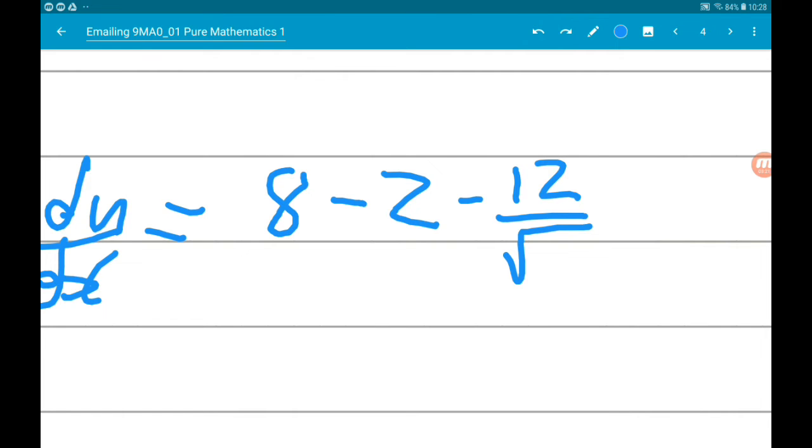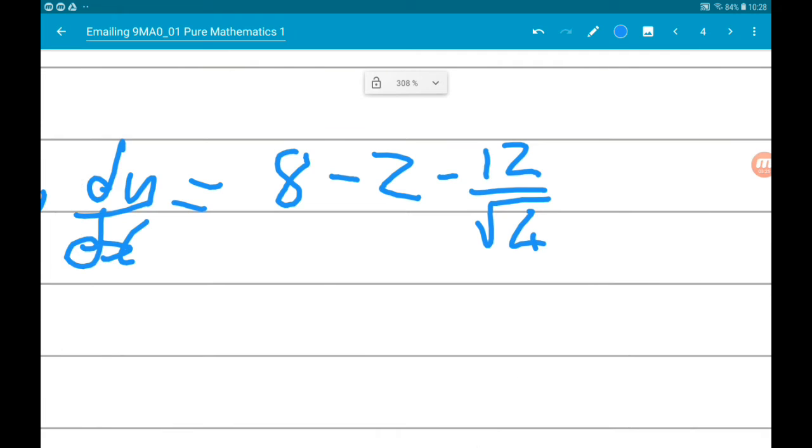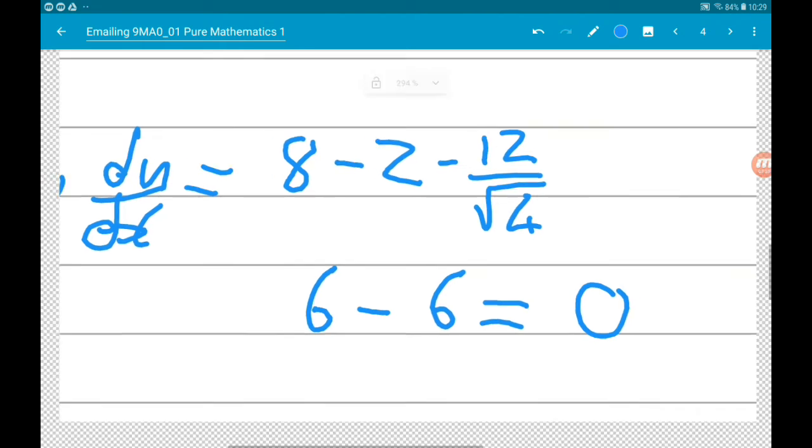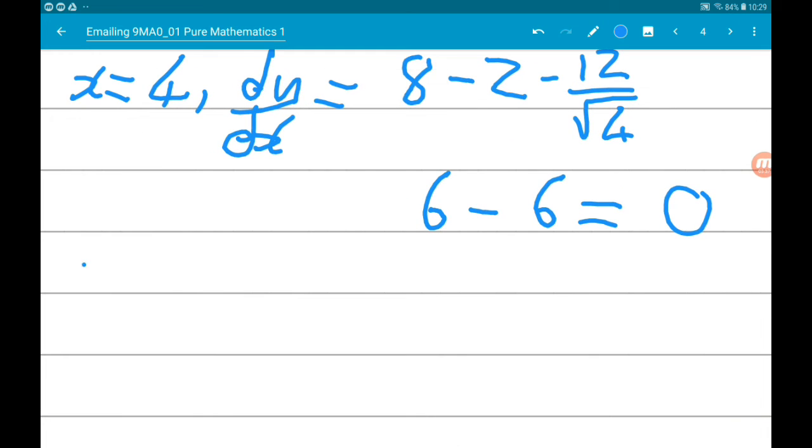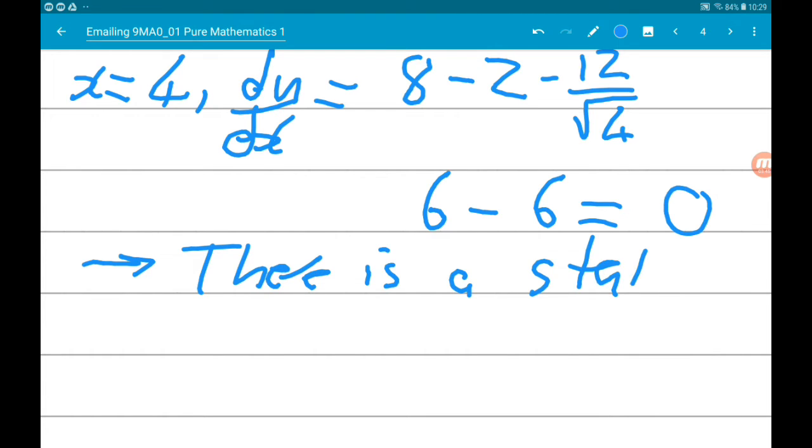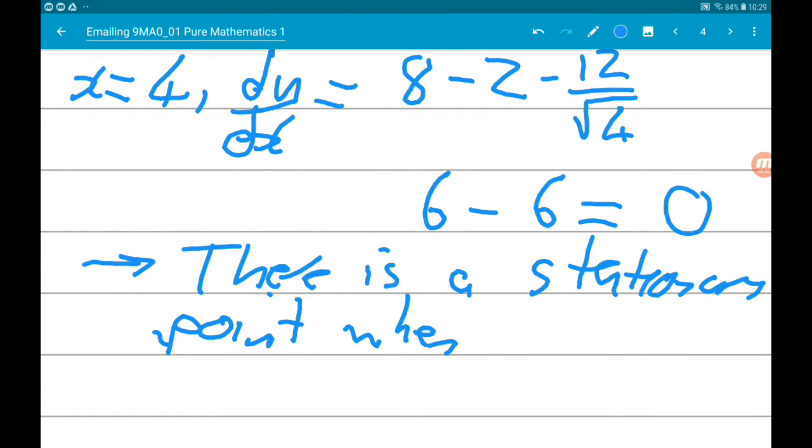So we get minus 12 over root 4. So we got 6 minus 12 over 2, which is 6, which gives us 0. Therefore, there is a stationary point when x is equal to 4.